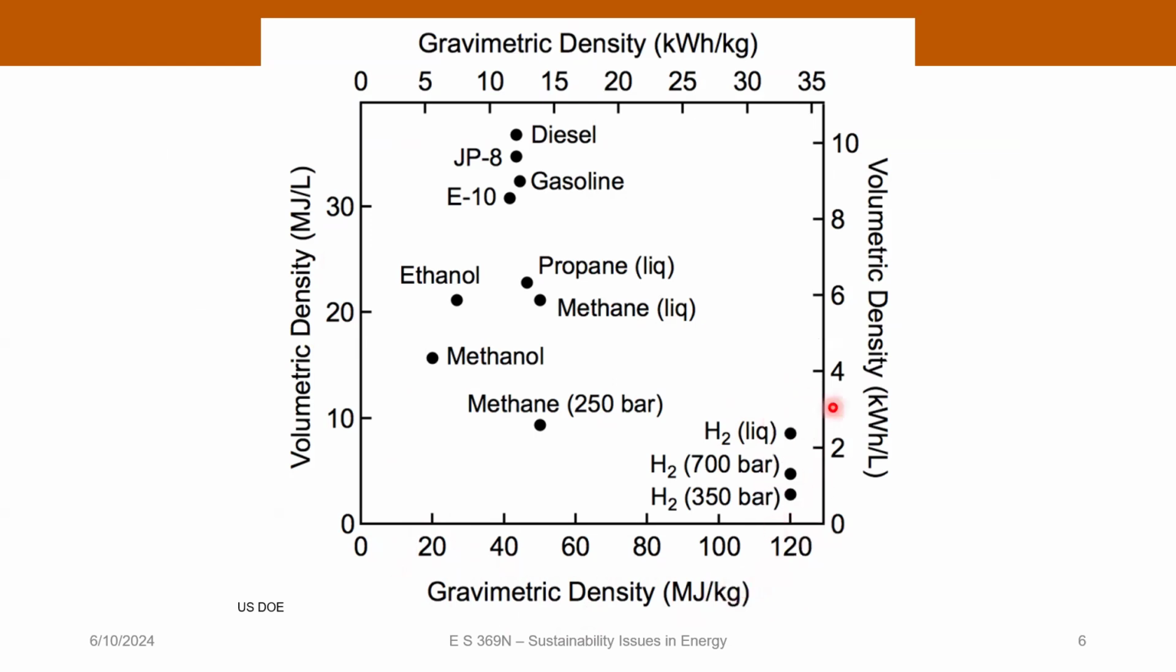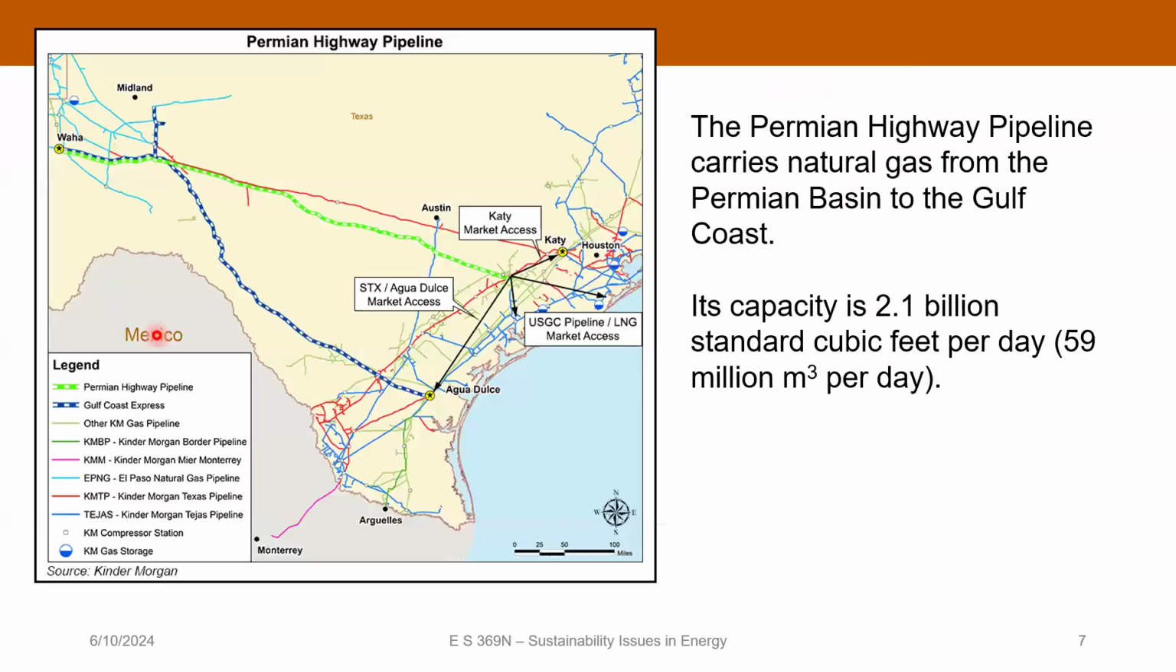You can see that hydrogen is highest, but then on the y-axis, these are volumetric energy densities, and you can see that even liquefied hydrogen is substantially lower than some of the more conventional hydrocarbons that are used. Diesel fuel has a very high volumetric energy density, so just something to consider there.